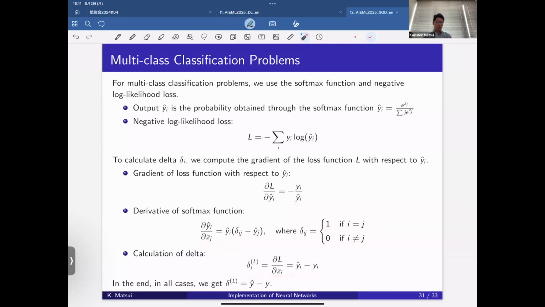So in the end, for binary classification problems and multi-class classification problems that we introduced in this class, in all cases, the delta for the output layer becomes y hat minus y.